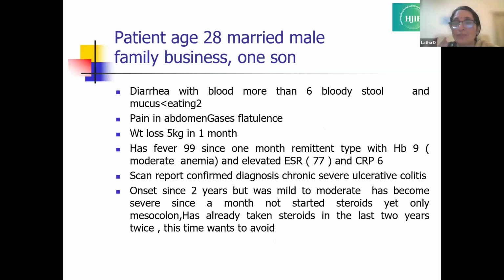This is no longer mild or moderate ulcerative colitis. It has become extremely severe in the last one month, with weight loss. Dr. Vimal is suggesting 30.